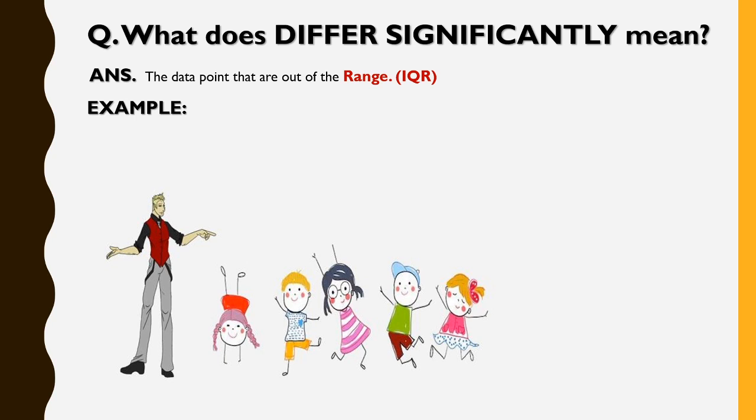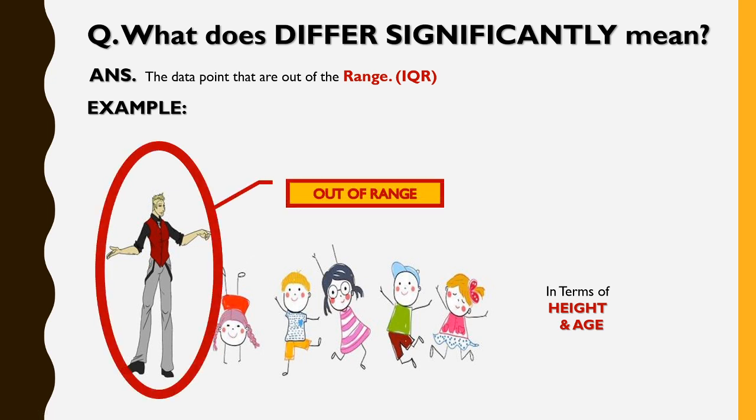Similarly, in this image, all of these are small kids. But in terms of height and age, there is one person who looks like an outlier and is out of range. So differ significantly means that the data that differs from the other sample data will be called an outlier. And when we have mathematical data, we need to find that differ significantly value with the help of a range, and that range will be called the IQR.